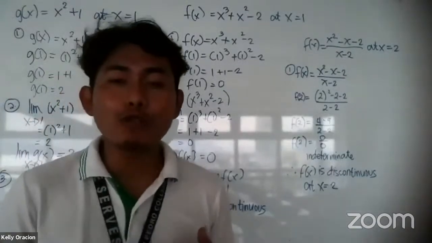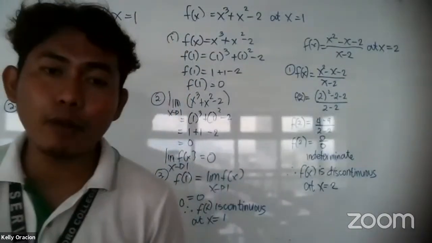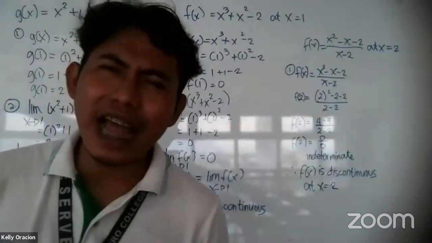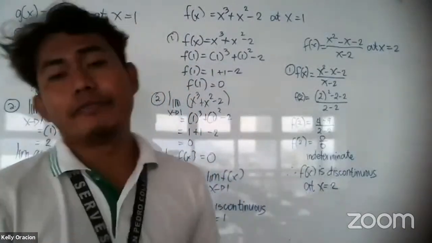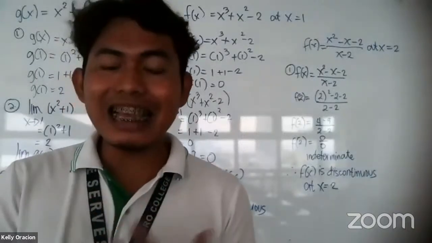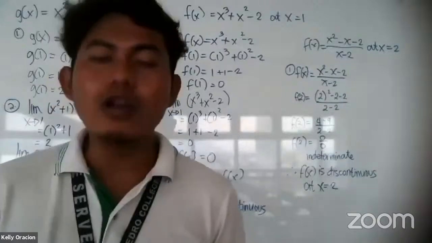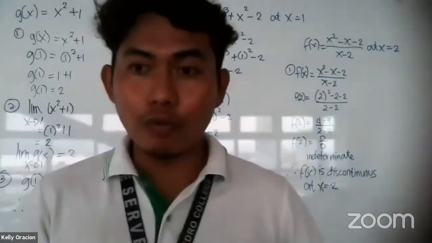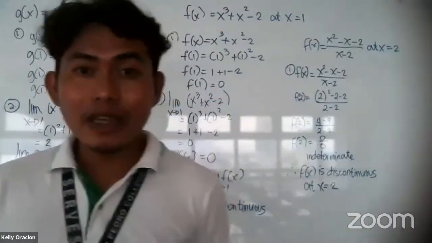Don't proceed to steps 2 and 3. Okay? What I said earlier: once the first condition fails, conclude right away. Like this one, the indeterminate does not exist. So automatically, conclude right away that the function is discontinuous at the value of your x. Okay? So copy it now.